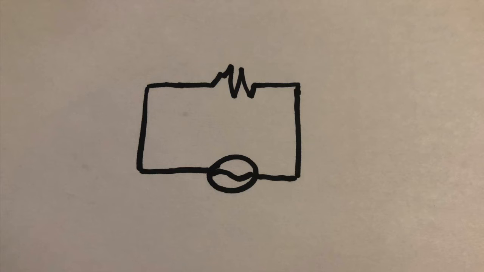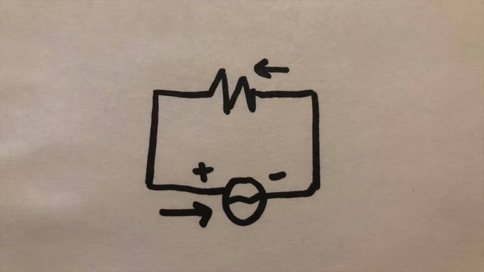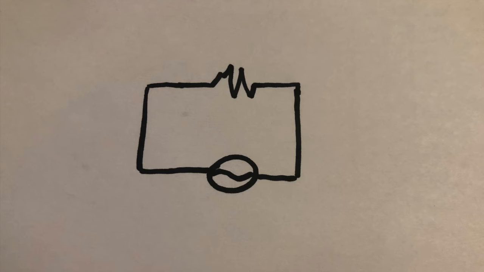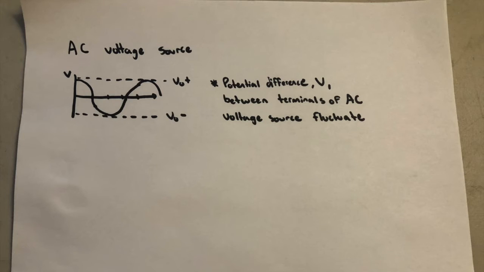So I'll have a little cartoon that will help explain this. Here it's going in the counterclockwise direction. Here's that same simple circuit again, still with an alternating current, and now it's switched directions. And so it's constantly doing this. It's constantly fluctuating between going one way and going the other way, and so that potential difference between those terminals fluctuates.